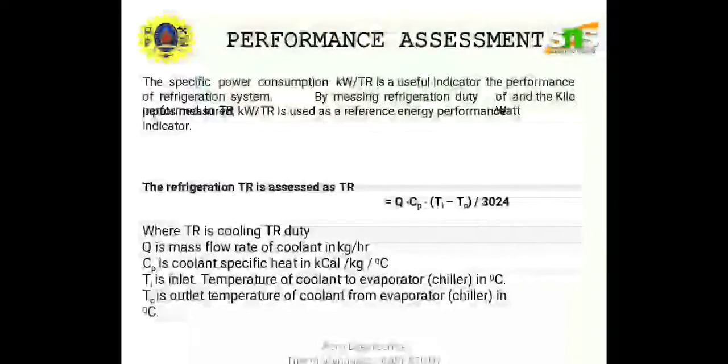The specific power consumption in kilowatt per TR is a useful indicator of the performance of a refrigeration system, measured against the refrigeration duty. The refrigeration is assessed in TR, which is equal to Q times Cp times (Ti minus To) divided by 3024, where TR is the cooling duty, Q is the mass flow rate of coolant, Cp is the coolant specific heat, Ti is the inlet temperature, and To is the outlet temperature.